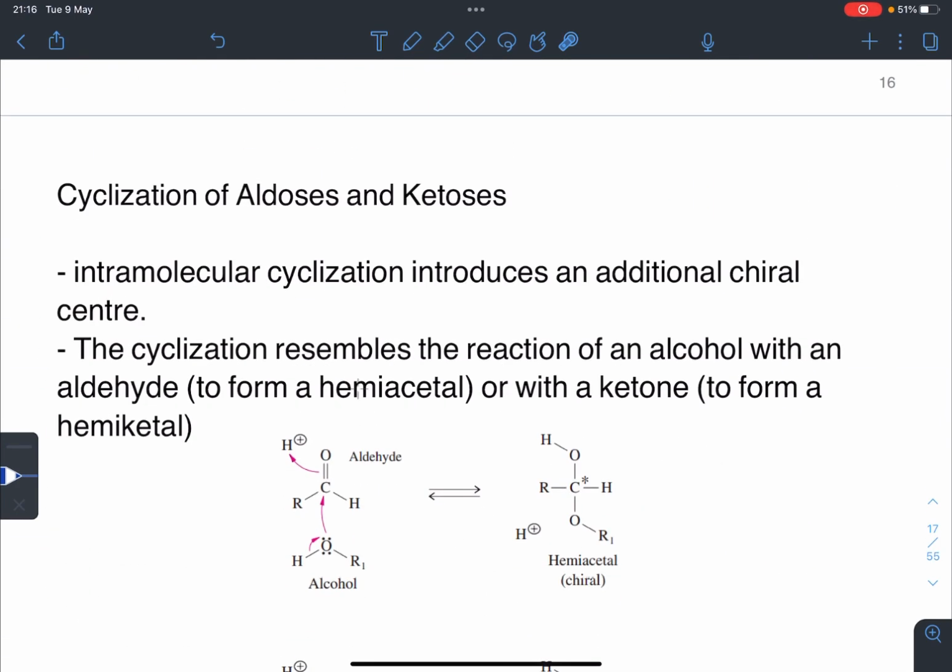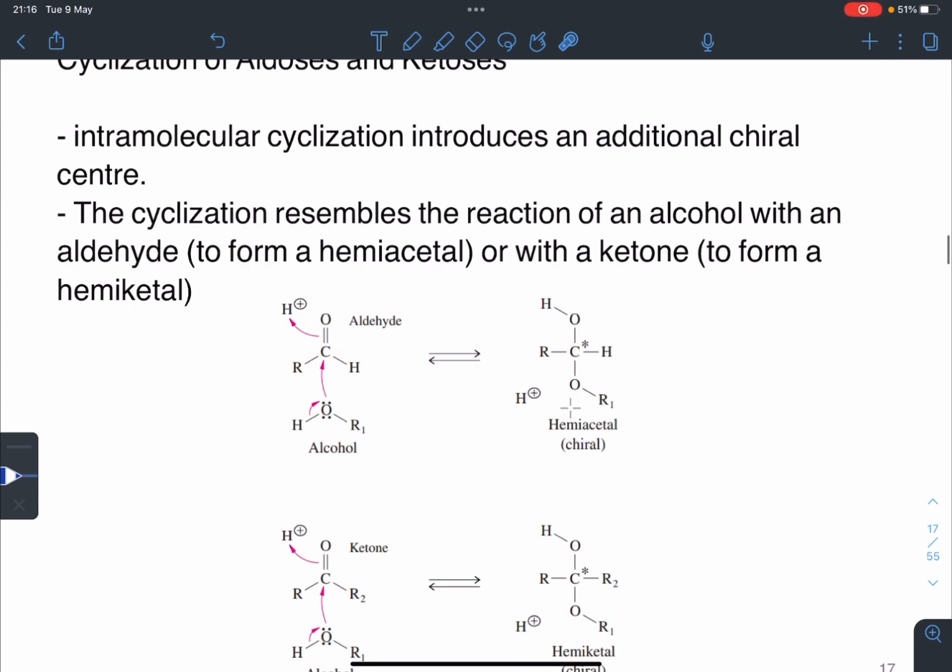Cyclization of aldoses and ketoses. So here, you form a hemiacetal. This is one of the favorite compounds of many researchers, because you're combining an alcohol with an aldehyde or a ketone, and you end up forming an OH on one group and an OR on the other side. So it's kind of a weird compound because it has two oxygens on either side.